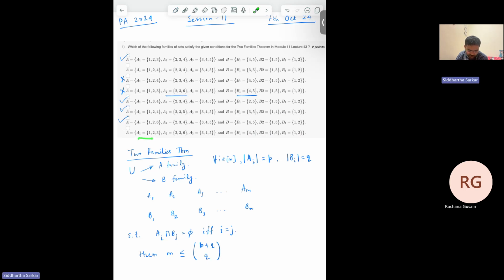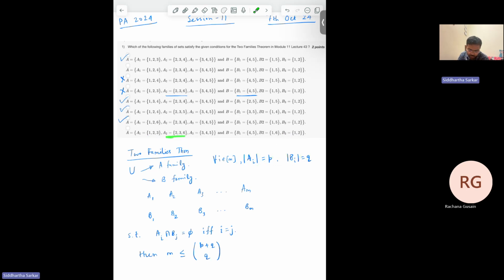First, check how many sets are there in family A. 3 sets. Family B also should have 3 sets. So this is consistent. Now let's look at A1 intersection B1. So nothing is in common. That is as per the condition. Now let's look at A1 intersection B2. 1 is common. So as per the condition. Now let's look at A1 and B3. 1 is common. So it's following the condition. Even 2 is also common. So A1 intersection B3 is 1 comma 2. So as far as the non-empty set, we are happy.